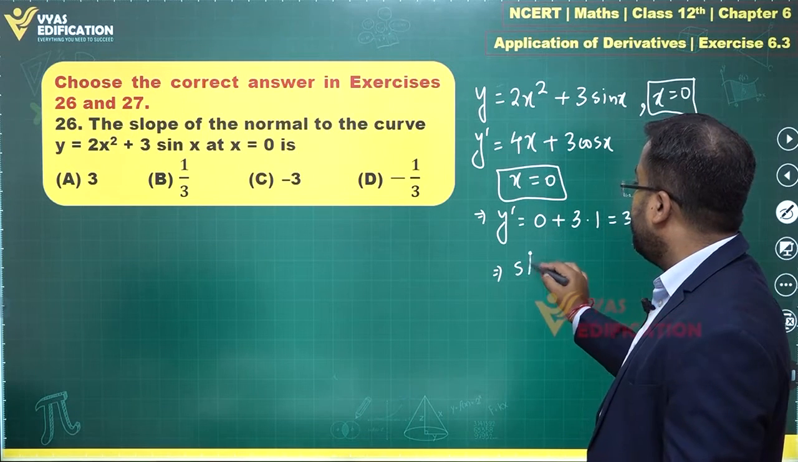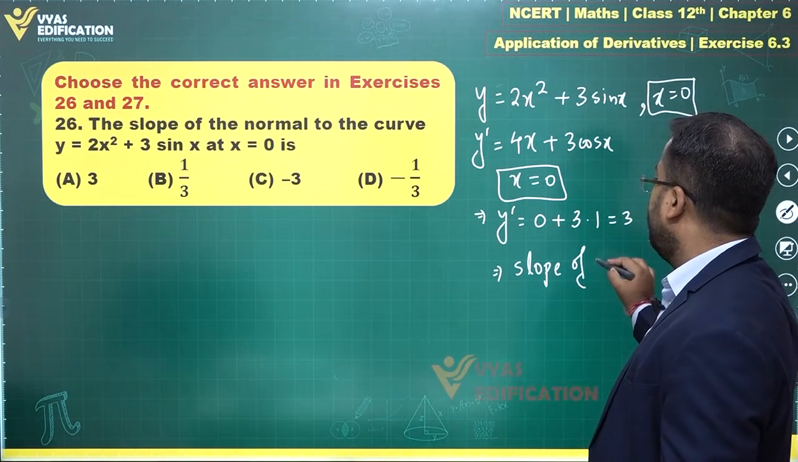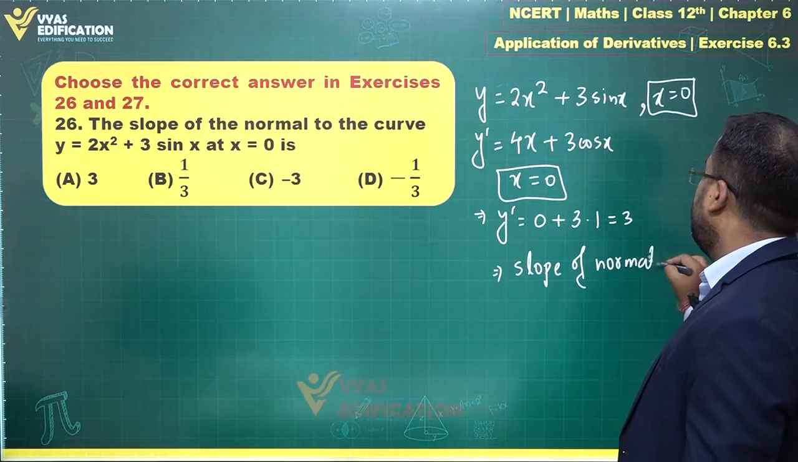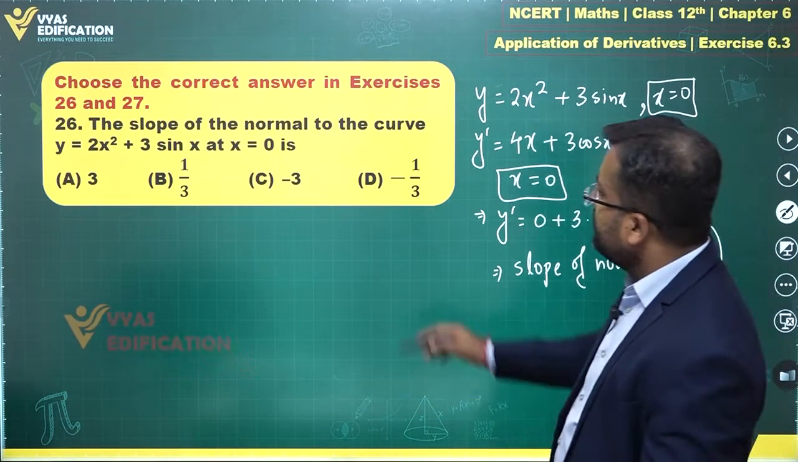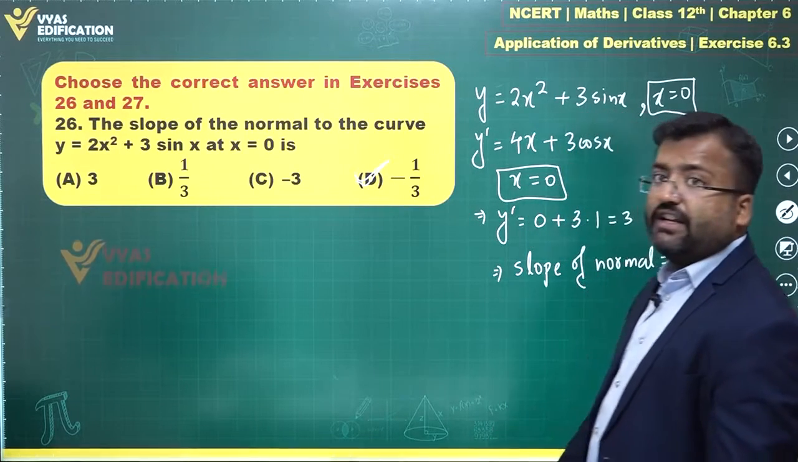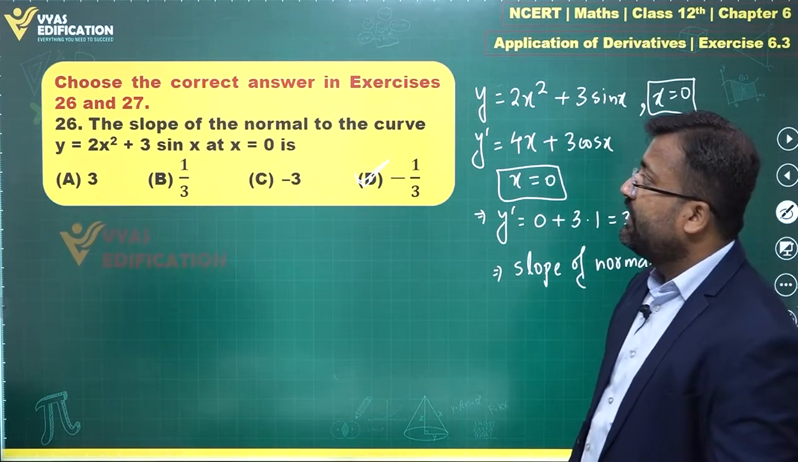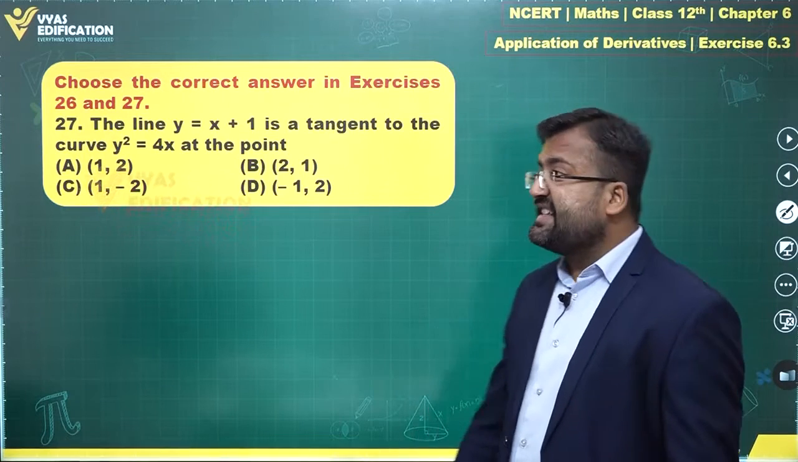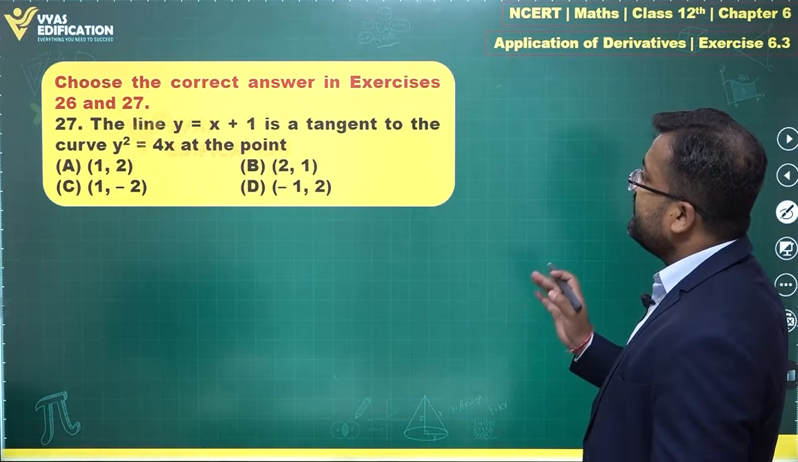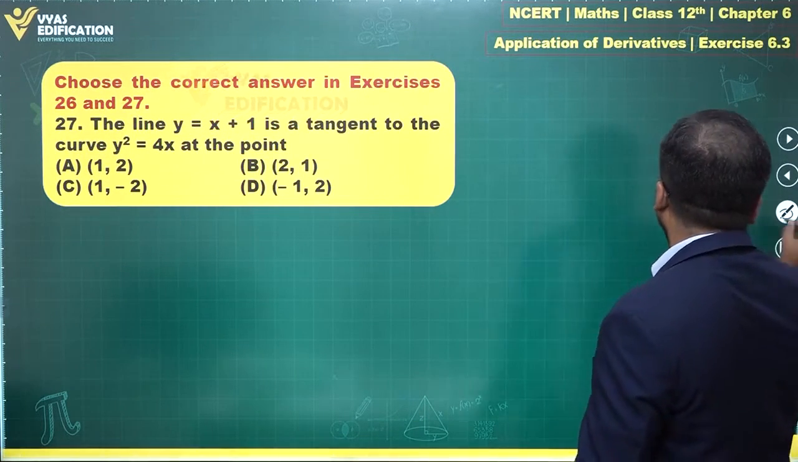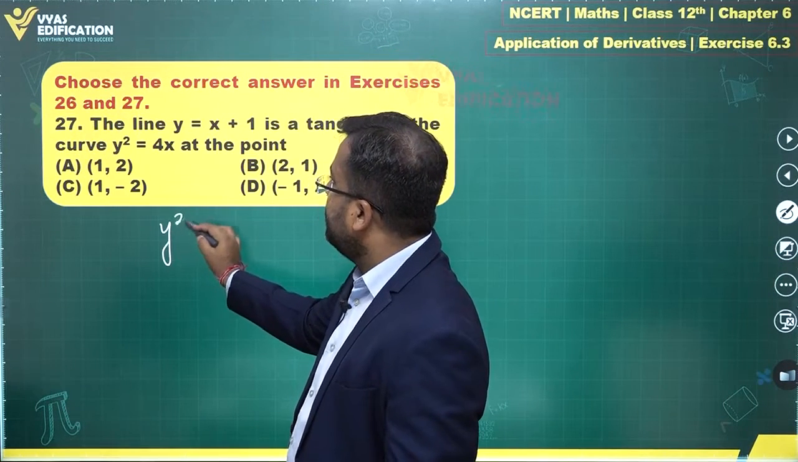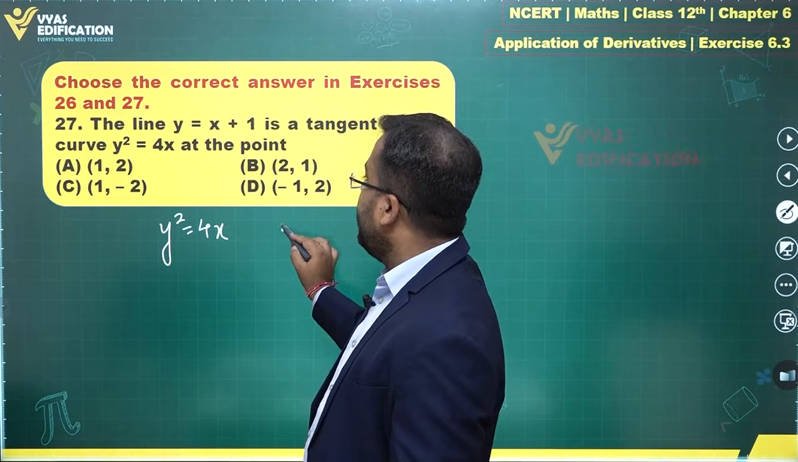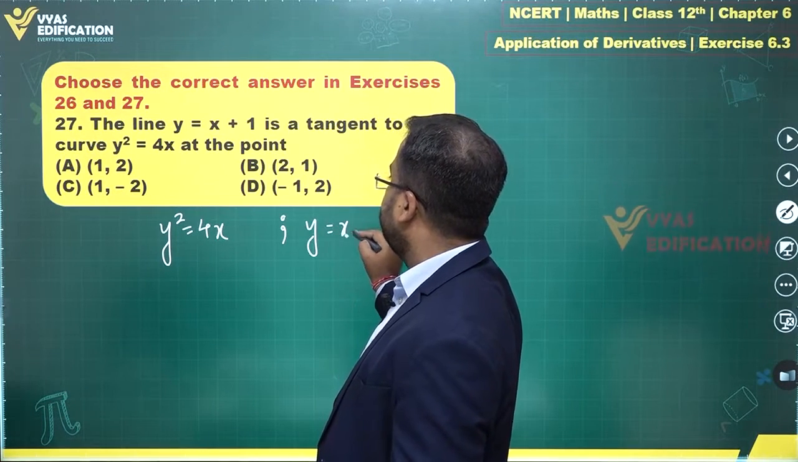Implies slope of normal will be negative reciprocal of this. Minus 1 by 3 is the required answer for this question. What is that? This is option D, the correct answer for this question. Let's discuss question number 27, which says the line this is a tangent to the curve this at the point. Which point are we talking about over here? We have y square is equal to 4x and tangent is y is equal to x plus 1.